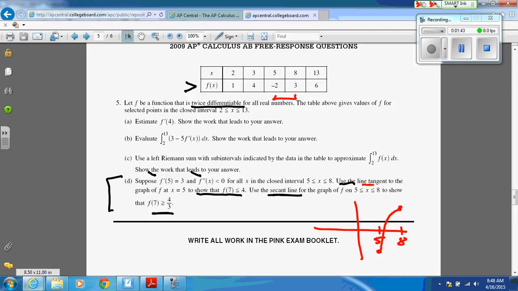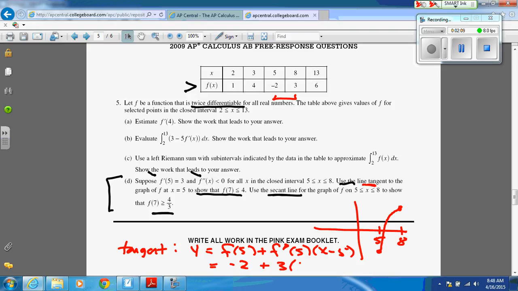Then we're going to construct the tangent line, and to construct the tangent line we need slope and a point. So for the tangent line, we're going to say that y equals f of 5 plus f prime of 5 times x minus 5. And from the table, f of 5 is -2, and from the given information, f prime of 5 is 3. So this is our tangent line.